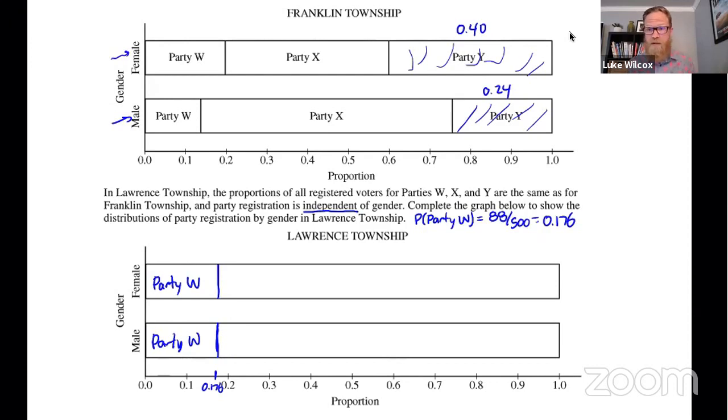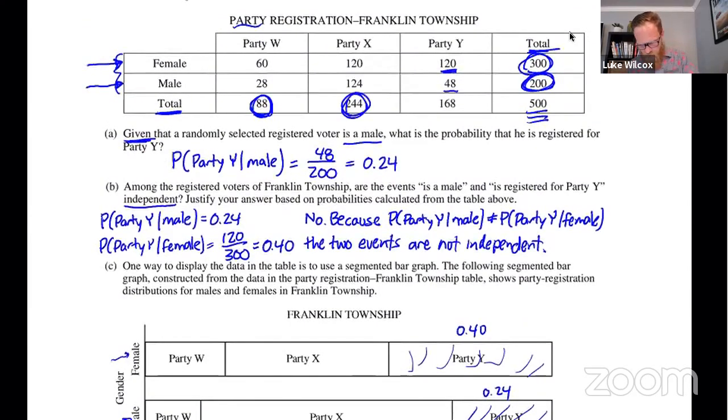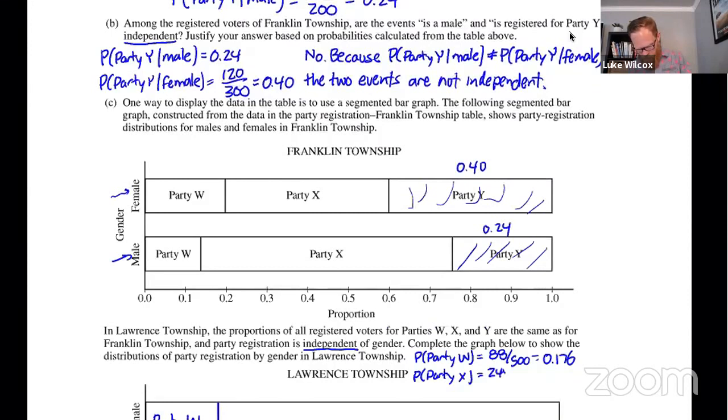Now we need to do the same thing for the other two parties. So let's find the probability of party X. If I go back to my table, party X has a total of 244, and it's still out of this 500 here. So I'm going to do 244 out of 500, and that's giving me a probability of 0.488.